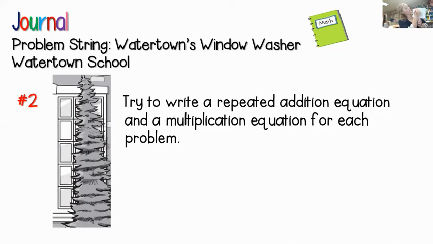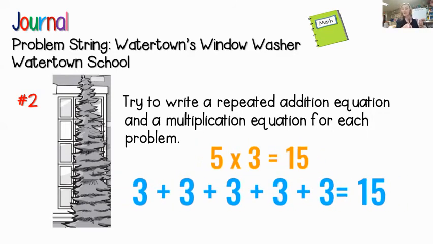But my problem says to write a repeated addition equation and a multiplication equation for the problem. So I'm going to write 5 times 3 is 15, and then I'm going to do some repeated addition. Now, remember in the last video that we talked about this, take your first factor and make your blanks. 1, 2, 3, 4, 5. Because this says 5 groups of 3. So now I'm going to put a 3 in each blank. 1, 2, 3, 4, 5. And then I simply just add these together, and I get 5 groups of 3 added together.